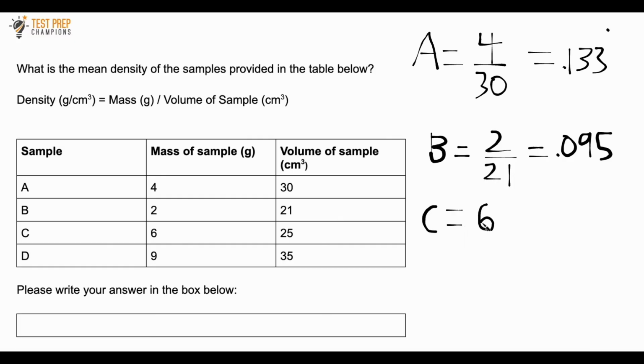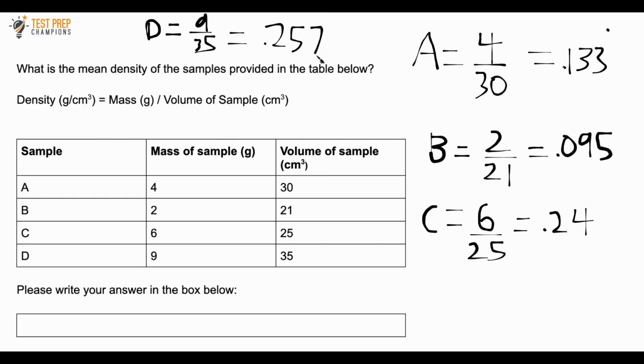I could do the same with C. Let me get the density for C. I would do 6 divided by 25. And that's 0.24, which is a nice simple number to use here. And then let me write D up here to save some space. So D, we do the same thing, mass divided by volume. So I'm going to do 9 divided by 35. And that gives me about, let's say, 0.257.